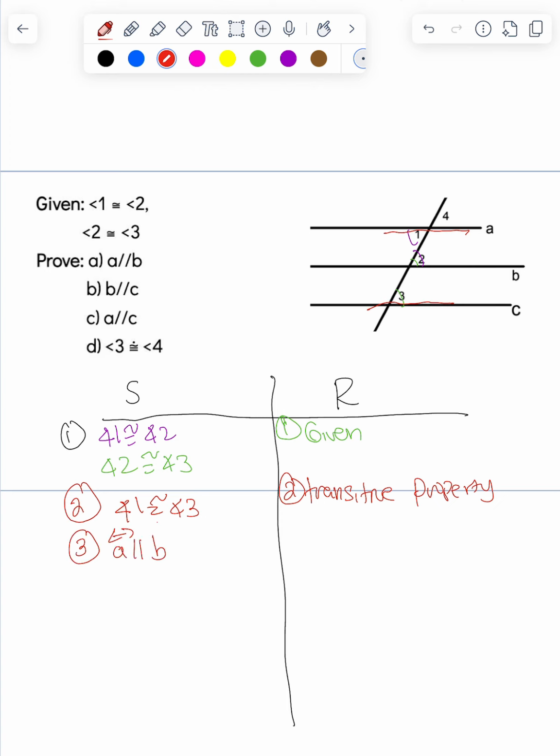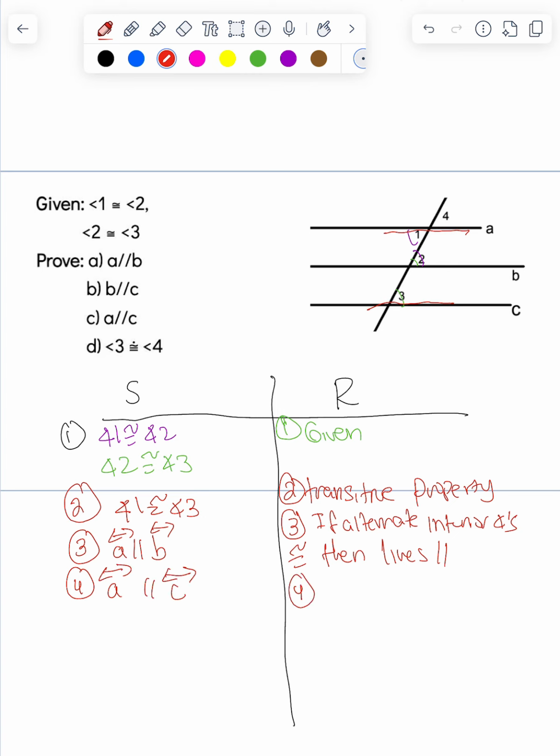I'm going to just go in the order that it says to prove it in. So A is parallel to B if alternate interior angles are congruent, then lines are parallel. So that is angle 1 and angle 2. Those are the alternate interior angles formed by line A and line B. And then we have A is parallel to C. And that's once again due to the alternate interior angles, but the alternate interior angles that we show are congruent that are formed by A and C are angle 1 and angle 3. So if alternate interior angles are congruent, then lines are parallel.